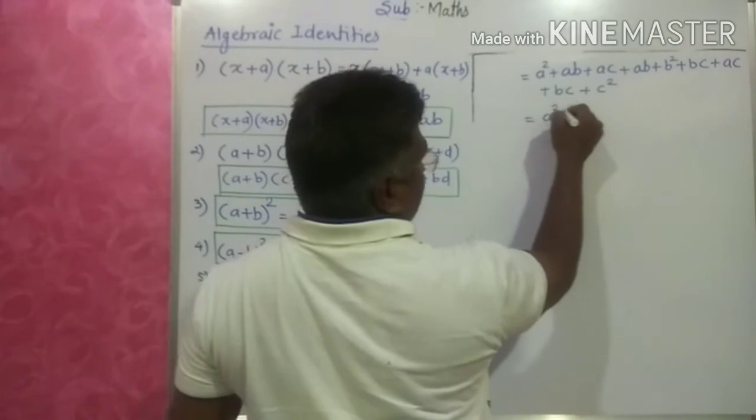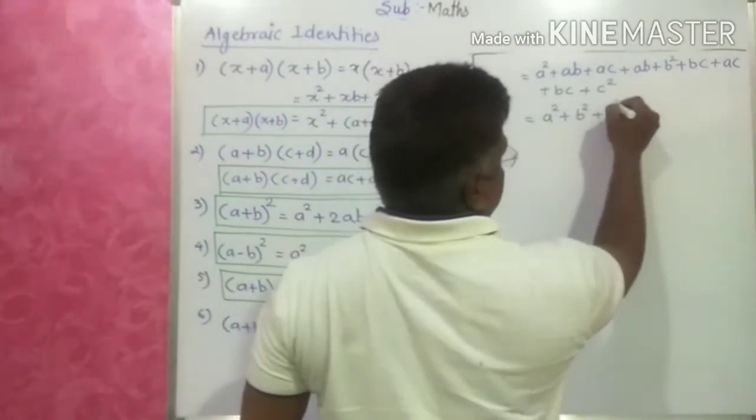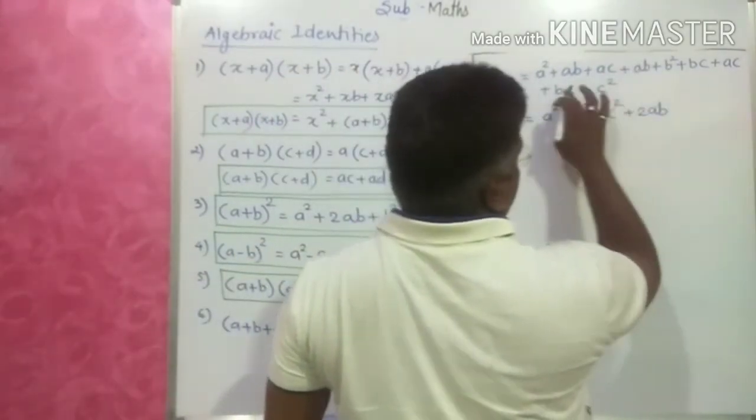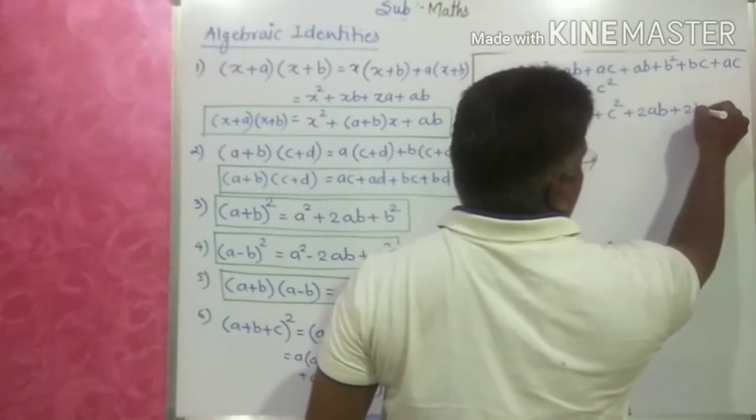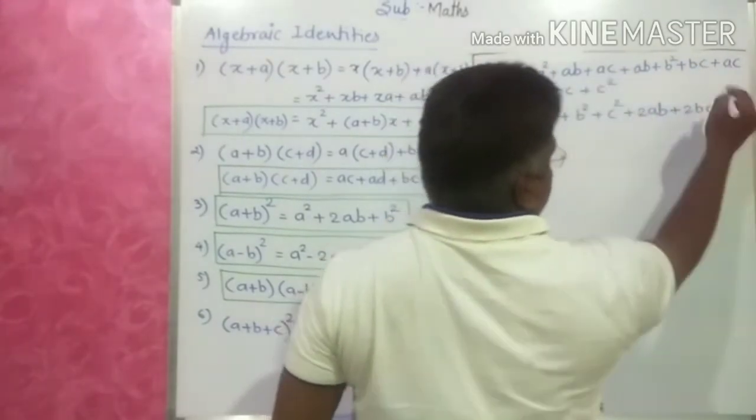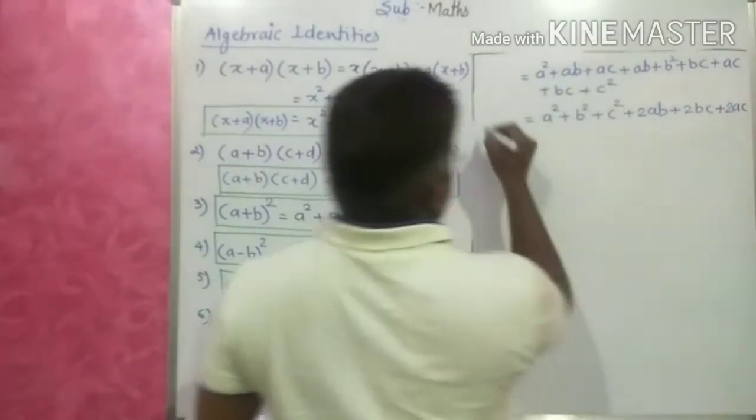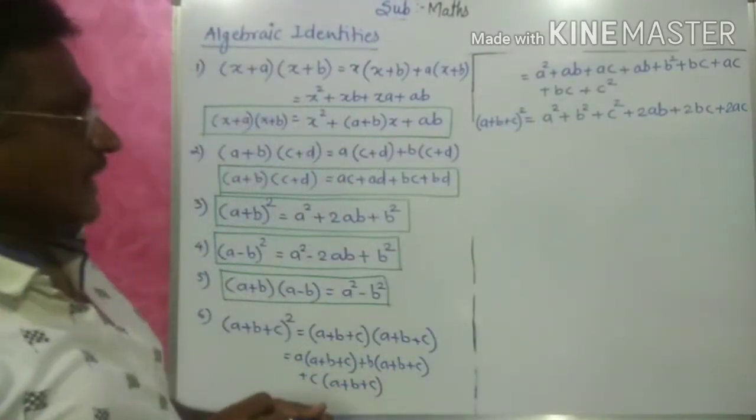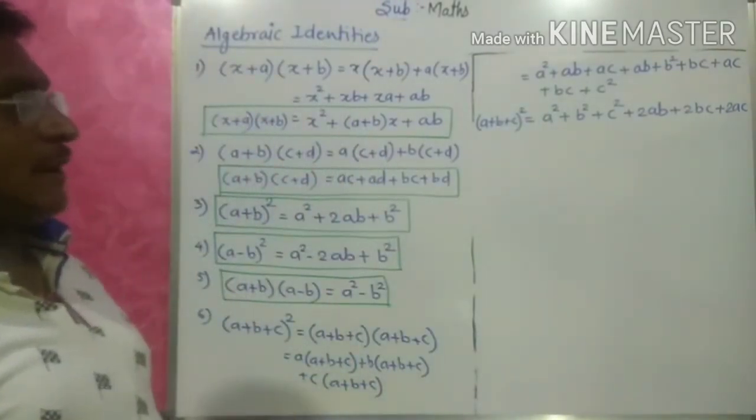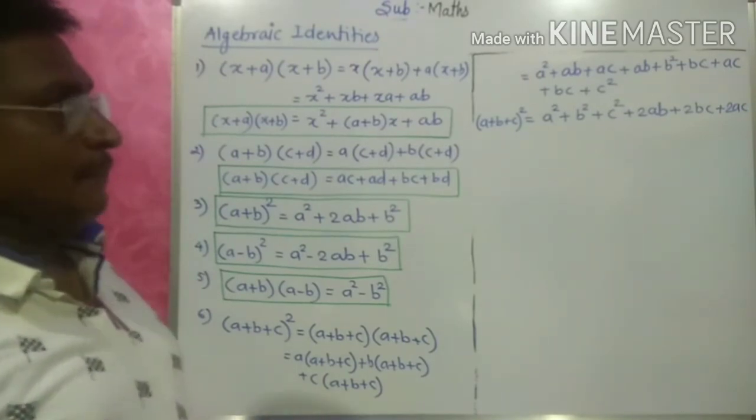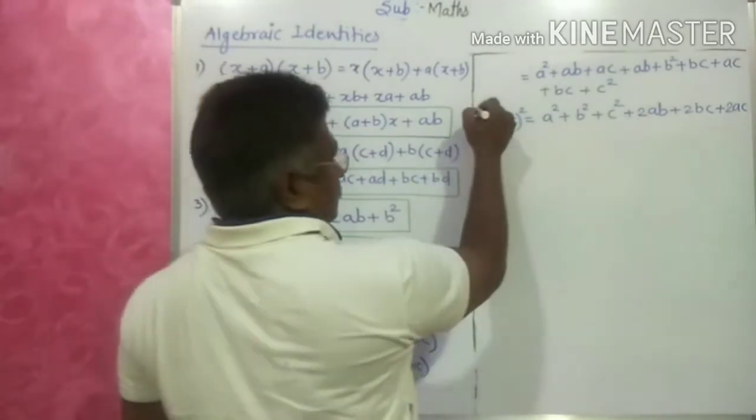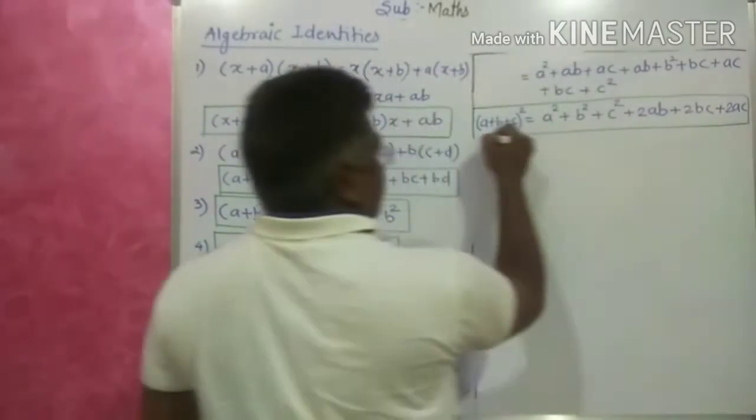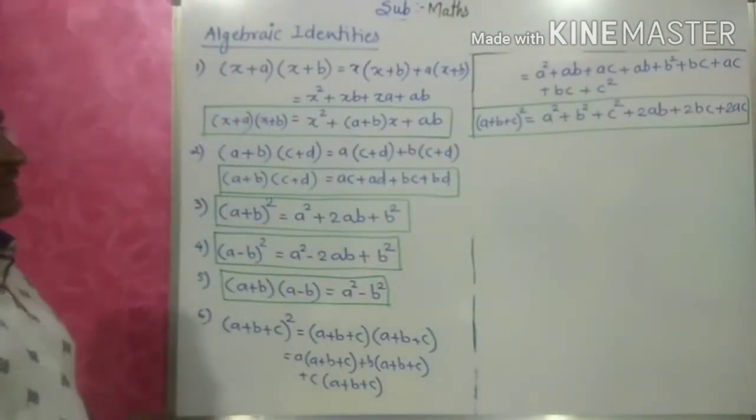So a square plus b square plus c square; ab plus ab, 2ab; bc plus bc, 2bc; ac plus ac, 2ac. So (a plus b plus c) whole square equals a square plus b square plus c square plus 2ab plus 2bc plus 2ac. This is the sixth identity.